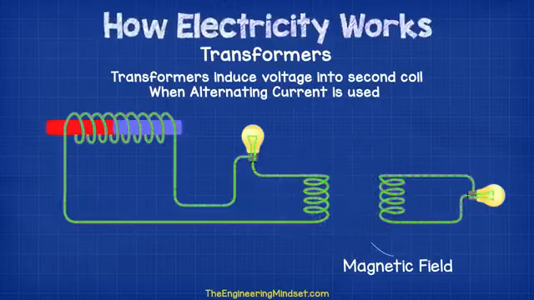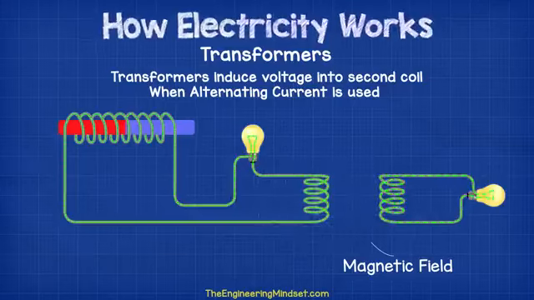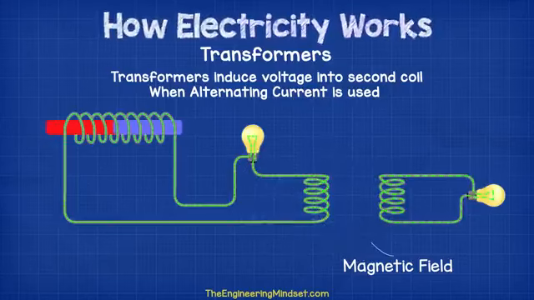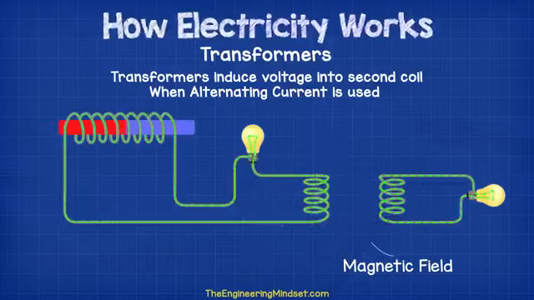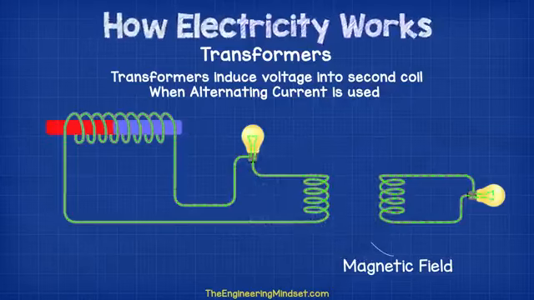The transformer will induce a voltage from the first or the primary coil over into the secondary coil, and this will force electrons to flow if the coil on the secondary side has a closed circuit. Now what's important about the transformer is that we can increase or decrease the voltage between the primary and the secondary coils simply by changing the number of coils on either side. Again, this is a subject all by itself, so we'll cover this in a more advanced video later on.